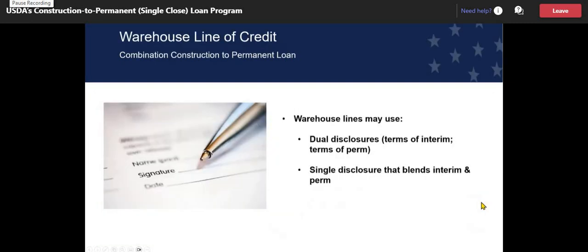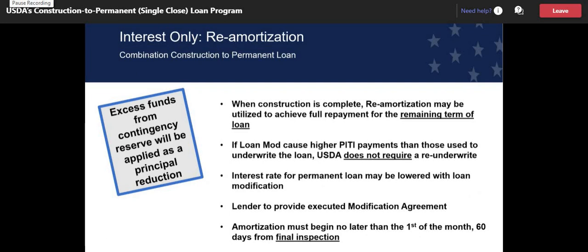Okay, so if you're using a warehouse line of credit, you can do dual disclosures, that's the terms of the interim and the terms of the permanent separated, or you can do a single disclosure that blends the terms of the two. Okay, when construction is complete, this is for the interest only now. When construction is complete, reamortization may be utilized to achieve full repayment for the remaining term of the loan.